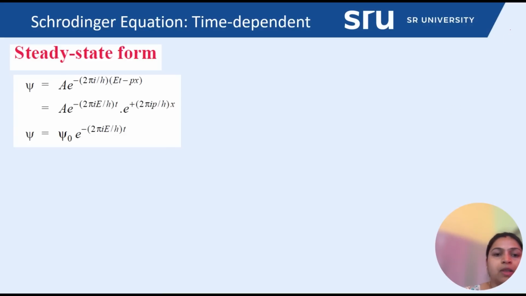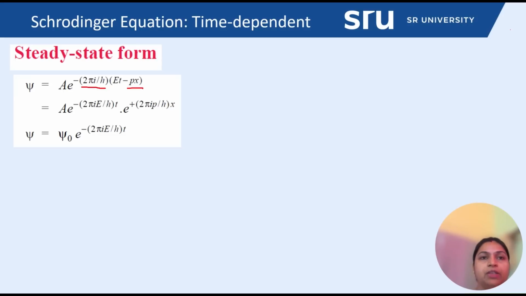So we know that psi is equal to A e to the power minus 2 pi i by h (Et minus px). If we break it in two components, then one can write A e to the power minus 2 pi i by h Et, multiplied with the part with the px. This constant factor, let us assume as psi naught. So one can write psi naught e to the power minus 2 pi i E divided by h into t.